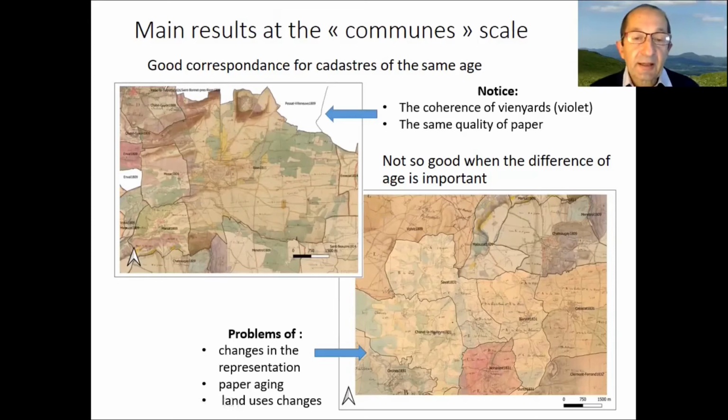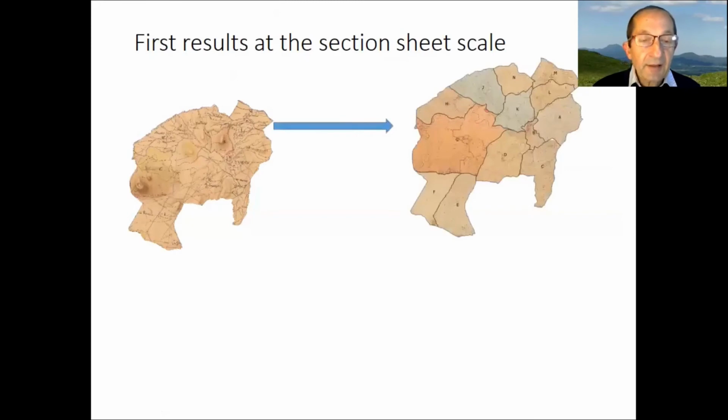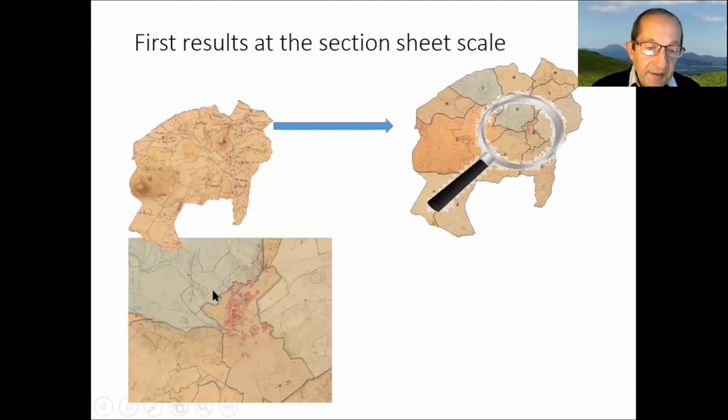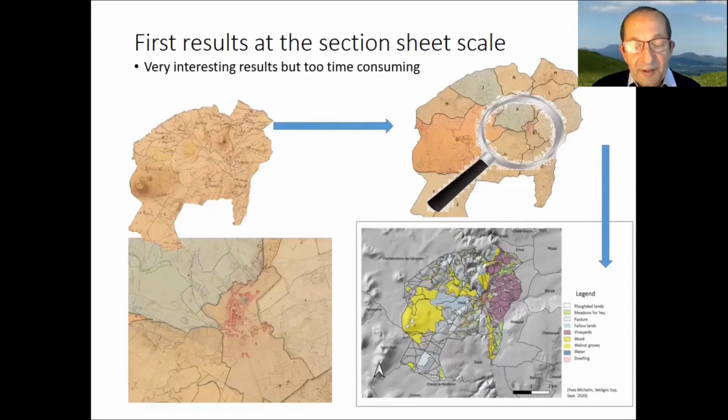When one wants to work with this data, it's better to define a territory that has been cadastered at the same period, at the section sheet scale. Here is the Volvic municipality. We defined the limit of the sections. We georeferenced each section. You have an idea of the connection between each section. And then we have by hand vectorized all the land uses. And we obtain this map that is very interesting, but it needed a very long time to do it.